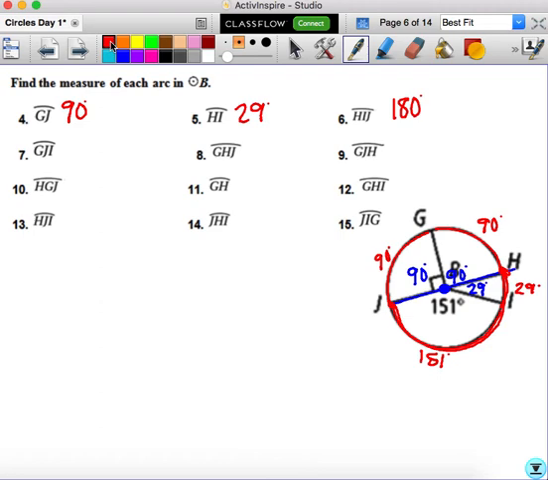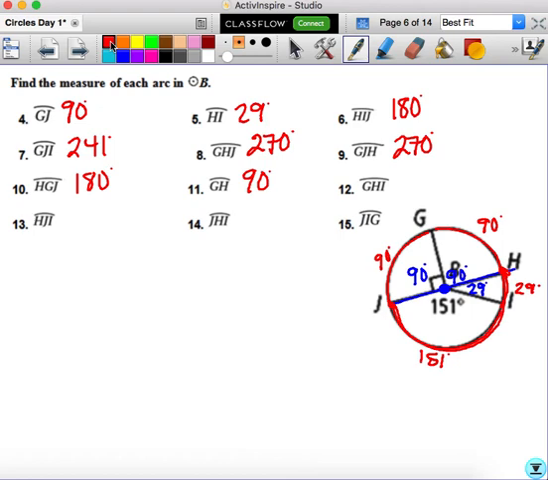So for number 7, G to J to I, I'm adding that 90 and the 151 together, so that's 241 degrees. From G to H to J, I'm adding the 90, the 29, and the 151 to give me 270. From G to J to H, 270 as well. From H to G to J, that's a 180. From G to H is a 90-degree arc.